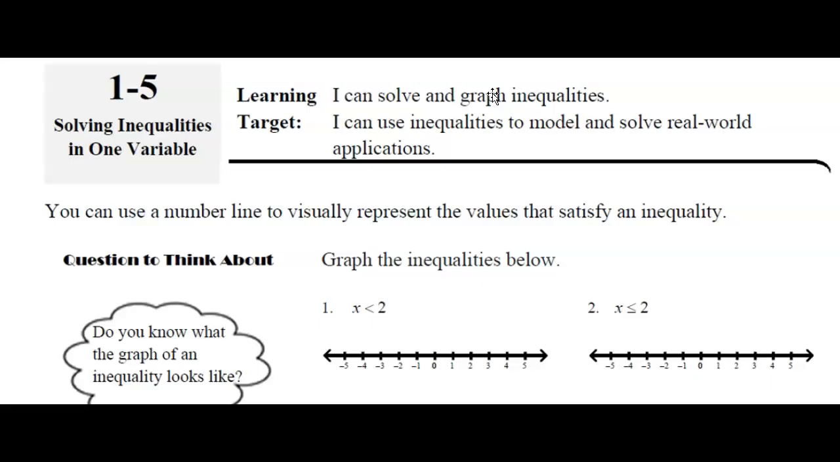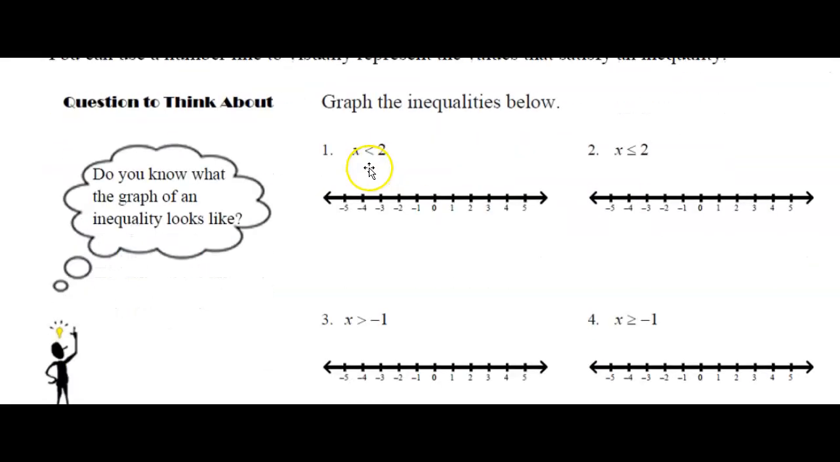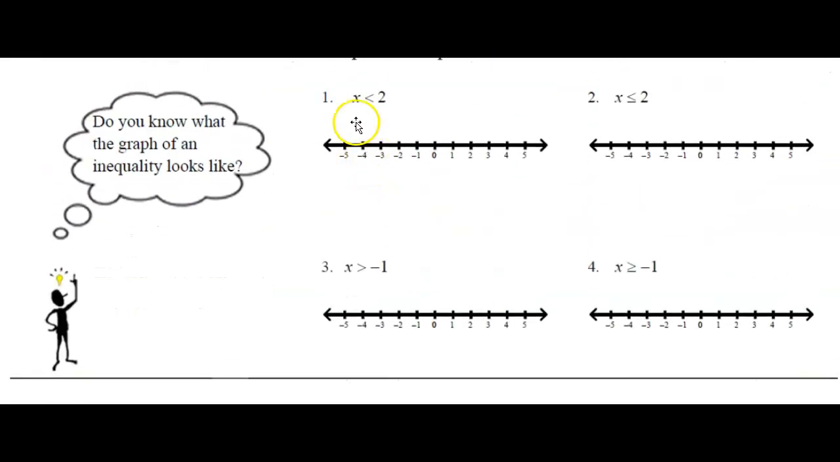So again, if you don't have the note packet printed off because you don't have access to a printer at home, you need to be taking some notes on this. I need to see this written in your notes, okay? If that's not written in your notes, I'm going to reject it right away, okay? So down here, it says graph the inequalities below. We have 4 of them, and it covers all 4 things when we're graphing, okay?